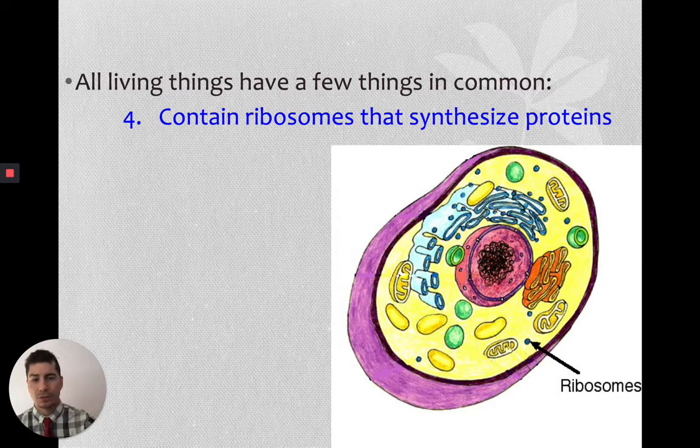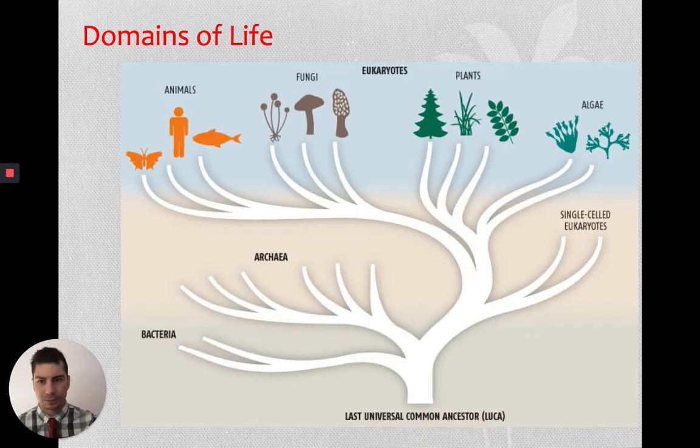So those are your 4 things, guys. Those are common to every living thing. Every living thing has those 4 things. Again, they have DNA, they have a cell membrane, they have cytoplasm, and they have ribosomes. There's your 4, okay? So make sure you guys know those.